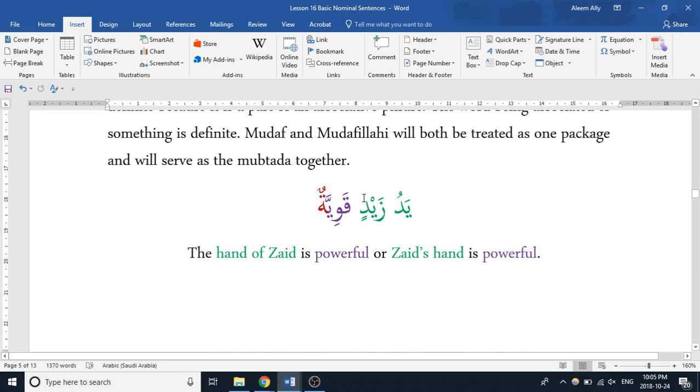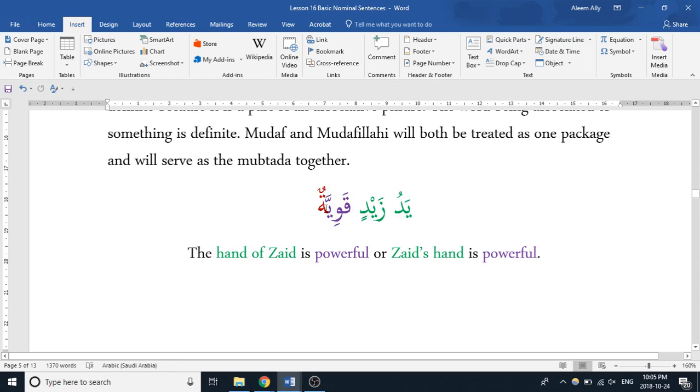So let's look at a more difficult example. Yadu Zaydin qawiyatun. We know this is mudaf ilayh. We know this word is being associated to this word because it has no alif lam, has no tanween, and the word coming after it is in a state of jar. So we're going to drop an "of" in the middle. Now we have to look to see if this is our mubtada based on if it's definite and if this is indefinite. This is definite because it's a mudaf. This is indefinite because it has tanween.